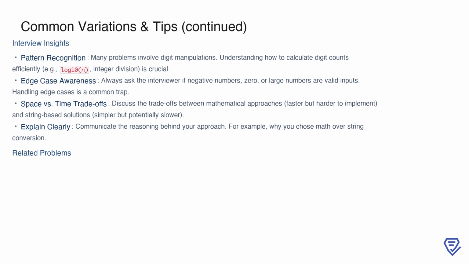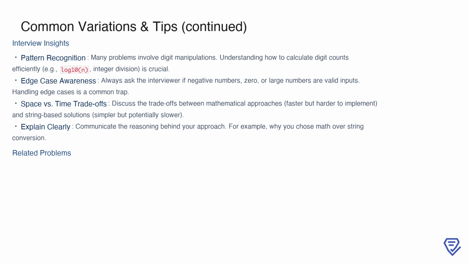Recognizing patterns is incredibly important. Many problems in coding interviews require digit manipulation, so mastering techniques for calculating digit counts efficiently, such as using log10 or integer division, is invaluable. It's also a good idea to proactively ask the interviewer about edge cases like negative numbers, 0, or very large inputs to clarify the problem's constraints. Being aware of these edge cases can save you from common traps.